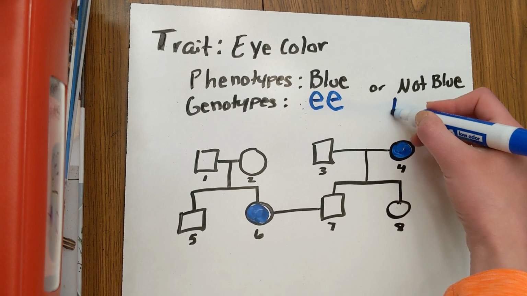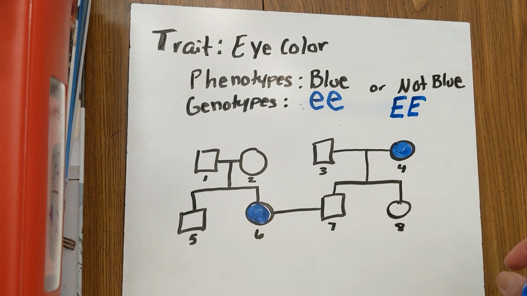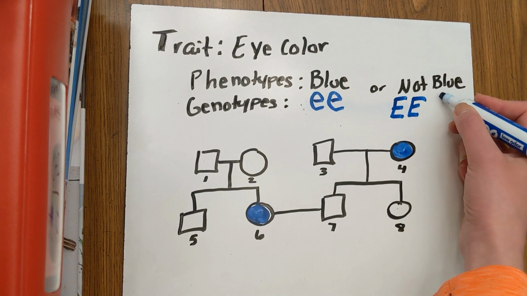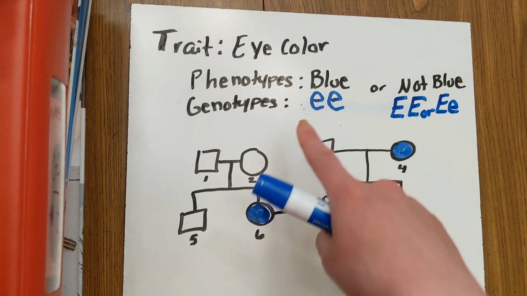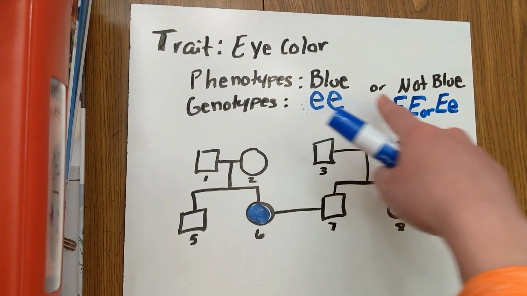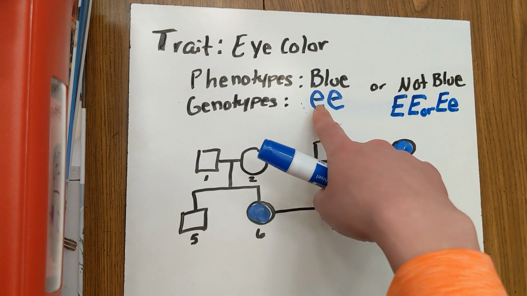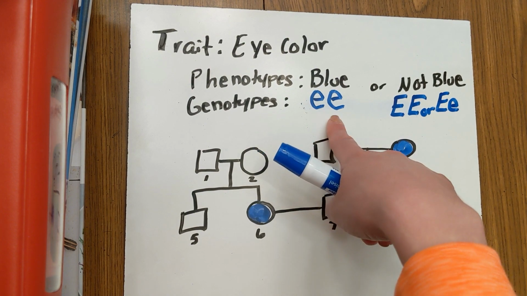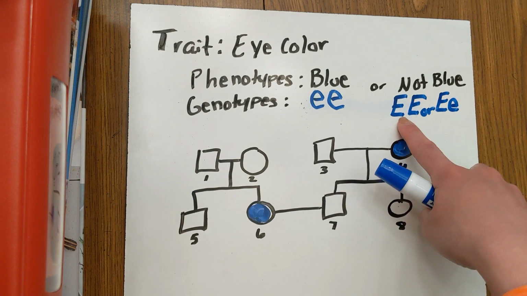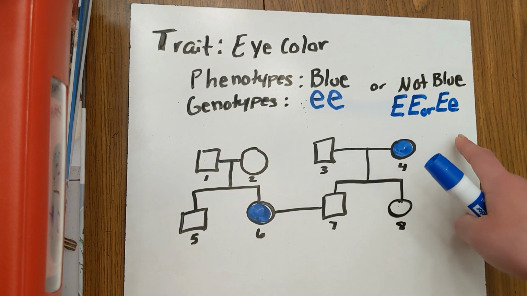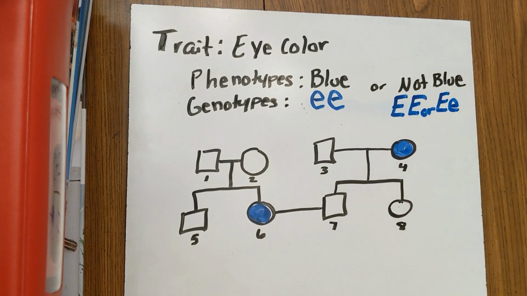If both parents gave you the not blue eye gene, you are big E, big E. If only one parent gave you the not blue eye gene, you are big E, little e. So these are your possible genotypes: little e, little e, big E, big E, or big E, little e. The way that we name these is by saying homozygous recessive, because you have 2 of the same and both are little. Or you could say homozygous dominant because you have 2 big. Or you could say heterozygous. Hetero means different, meaning you have 1 big, 1 little.